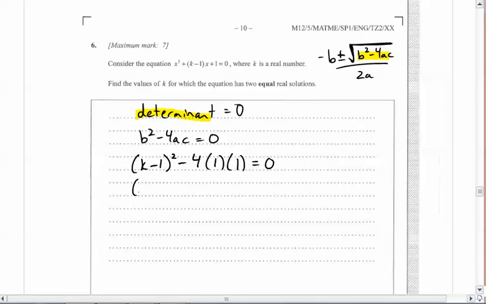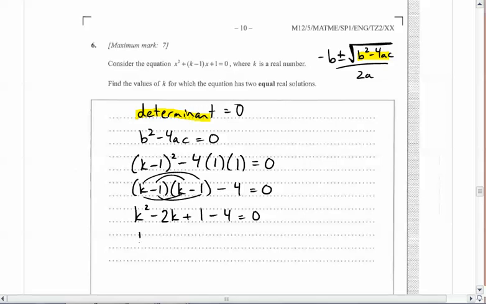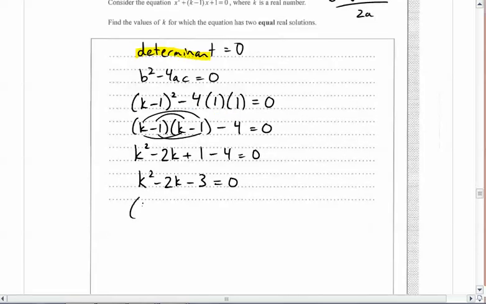So don't forget that when you have a bracket squared like this, that actually means you're writing out the bracket twice. So you get k squared minus 2k plus 1 minus 4 equals 0. You've got to expand these terms into the brackets. And then we get k squared minus 2k minus 3 is 0. So now we'll factor it to get k minus 3, k plus 1 equals 0. So there's 2 answers for k.